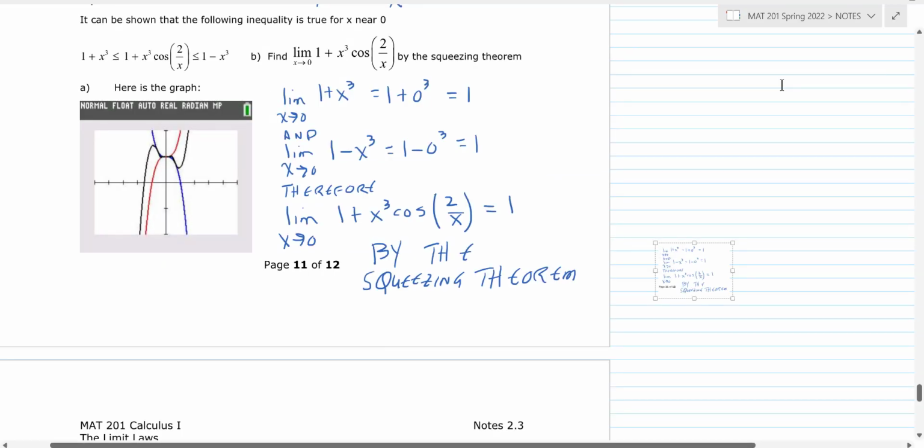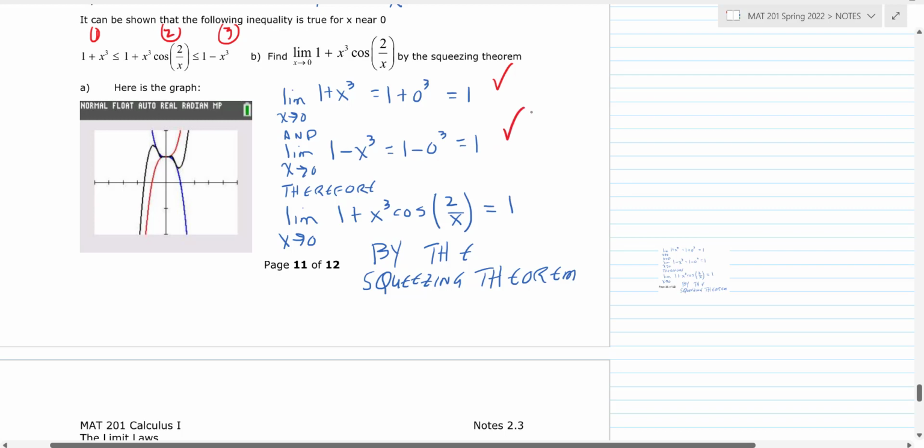Okay, so the answer is 1. Here's the idea. This is what you always want to consider in the problem. I've given you an inequality with three functions, and one of them is squeezed in the middle of the other two. So you do the limit of 1 plus x cubed as x goes to 0. It's a polynomial, so plug in 0. 1 plus 0 cubed is 1. Then do the limit of the third function. Same thing happens. You get 1.